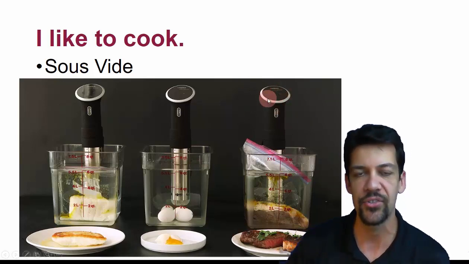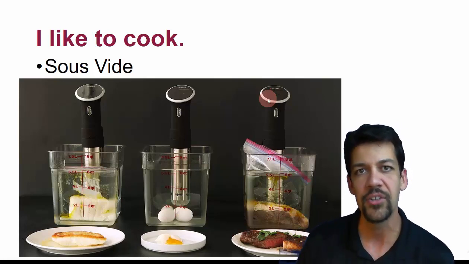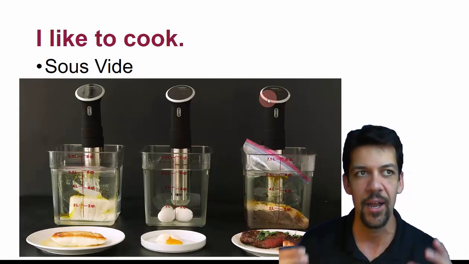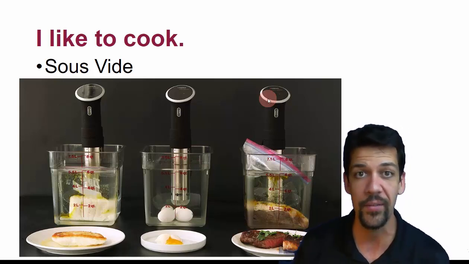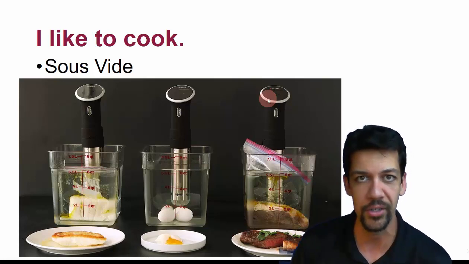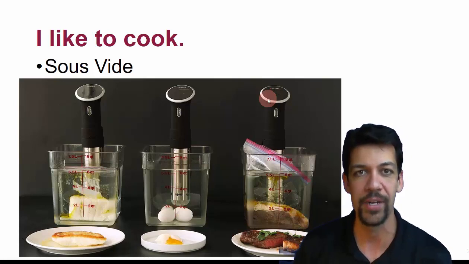So the way that a sous vide works is we have one of these little heating devices, and it circulates hot water around the food that we're cooking very, very slowly at a very specific temperature over a long period of time. So I can make a steak perfectly medium rare all the way through without having to worry about overdoing it or underdoing it.